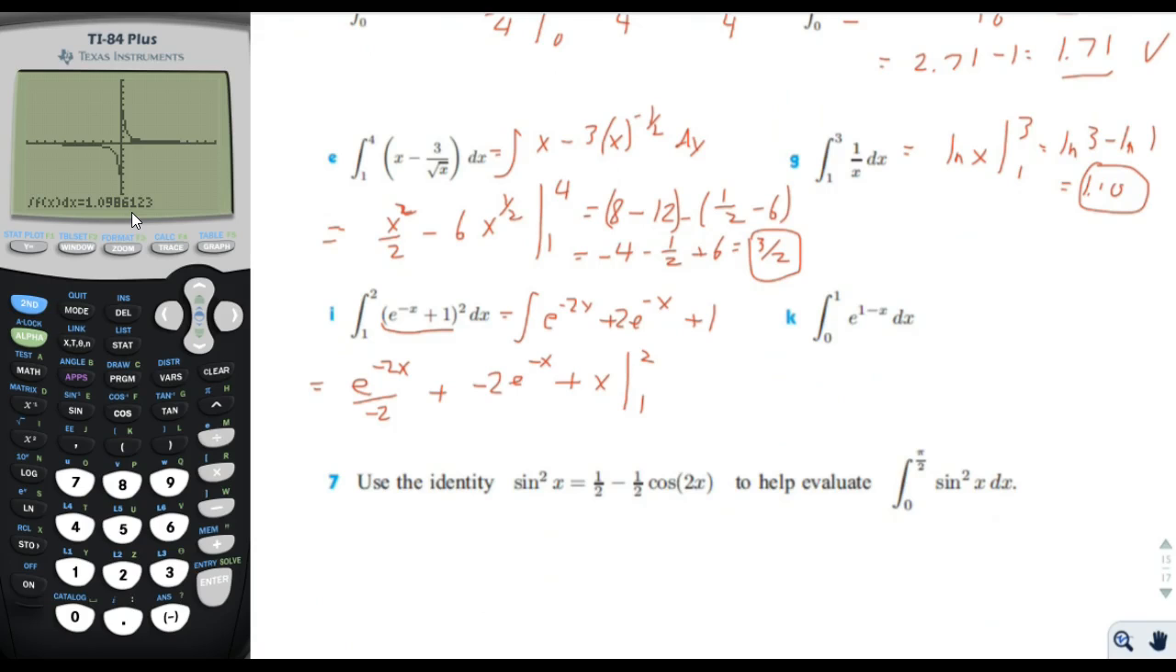So first we'll evaluate it with 2, so it would be e to the negative 4 divided by negative 2 plus negative 2 e to the negative 2 plus 2. And then we would evaluate if we plug in 1, so it would be e to the negative 2 divided by negative 2 plus negative 2 e to the negative 1 plus 1. And we'll need the calculator to figure that out too.